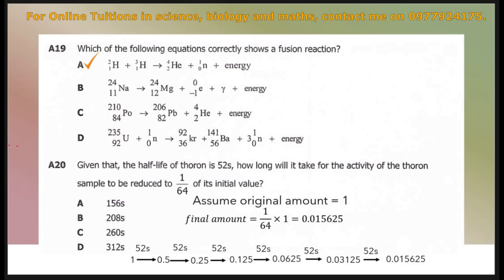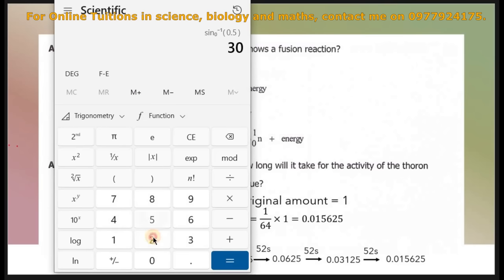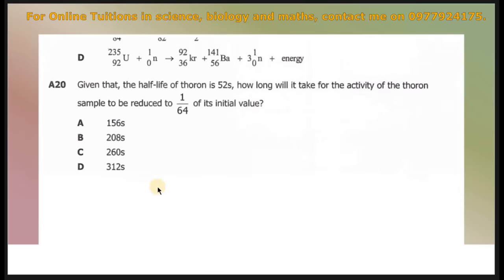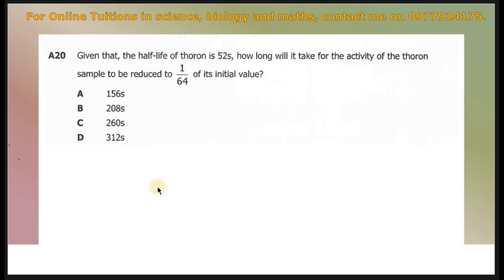Here it is, guys. So you say 52 times 6, you get 312. So your answer is D. Now let me answer it in another way. So the other way I'll answer it is this.